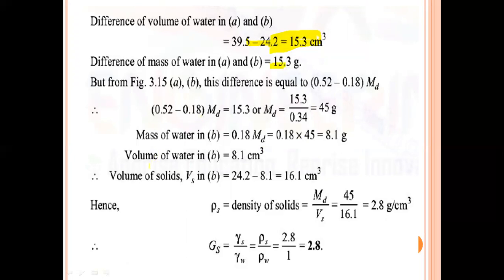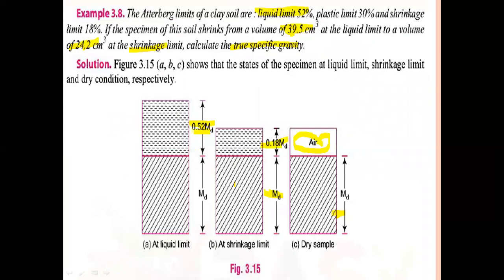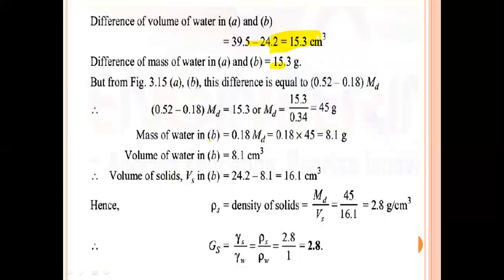But in these figures, the difference equals 0.52 MD minus 0.18 MD. This is the difference. So (0.52 minus 0.18) into dry mass MD equals 15.3, or MD equals 15.3 divided by 0.34, that equals 45 grams. Mass of the water equals 0.18 MD. So the MD value is substituted in the mass of water in figure B.